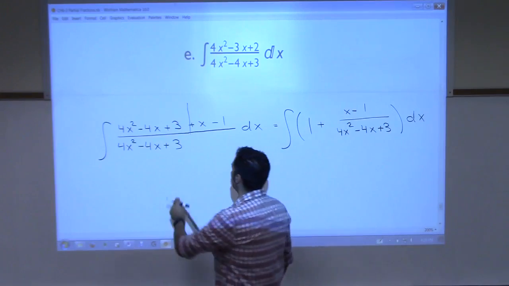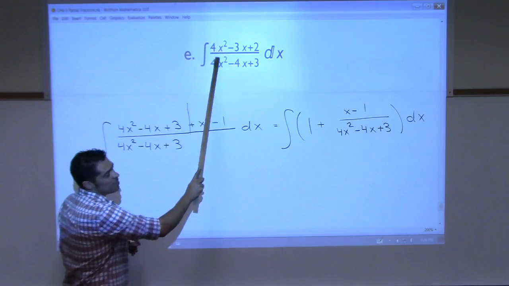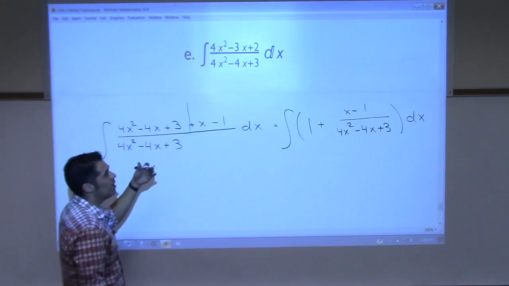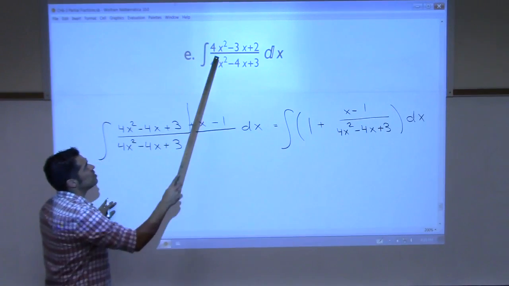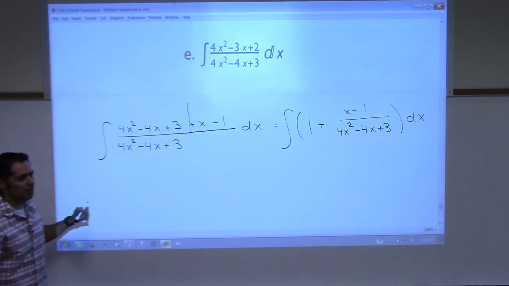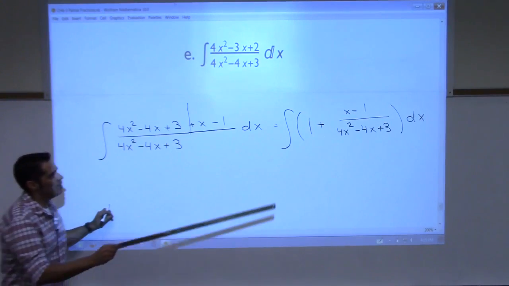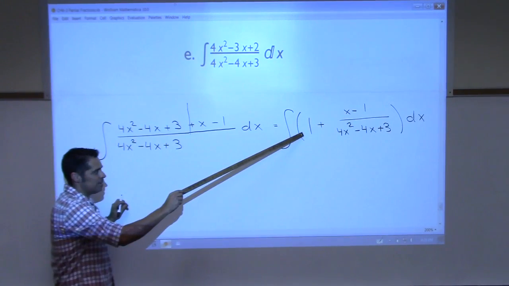The best chance you're going to have of this working is if the leading terms are the same, like 4x squared, or if this was like x cubed. They have to look pretty close to each other to make this work. All right, now you can integrate 1, yes?